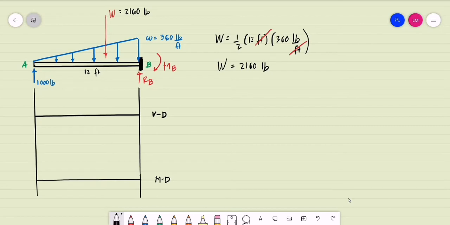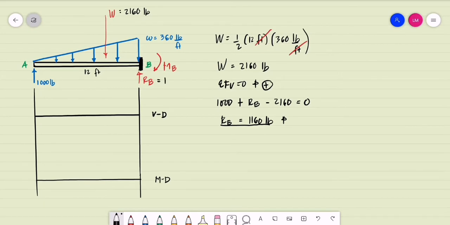To compute for R sub B, we do the summation of forces, vertical, equal to 0, assuming upward forces to be positive. So we have the 1,000 pounds at A plus the reaction at B, minus the weight, that is 2,160 pounds, equal to 0. So the reaction at B is the difference of the two, equal to 1,160 pounds. This will be our reaction at B, and it is upward. So R sub B is 1,160 pounds.